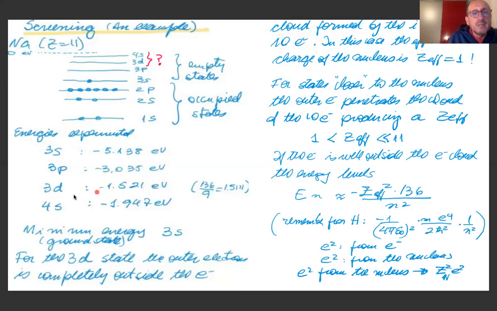This is the actual energy of the 3D electrons. So it should be minus 13.6 divided by 9. It should give here 1.511, and it gives 1.521. Perfect. You know, this is a good thing. Okay. But this is the 3D electrons.